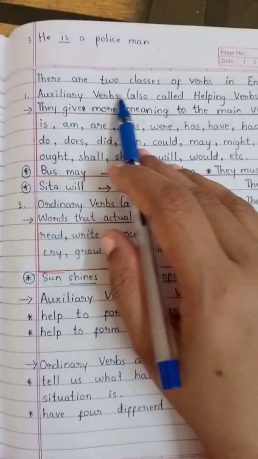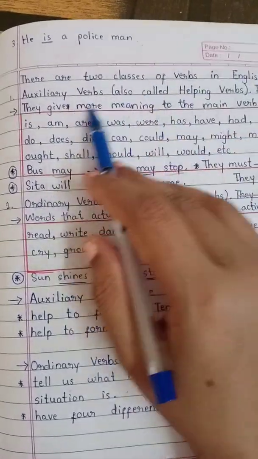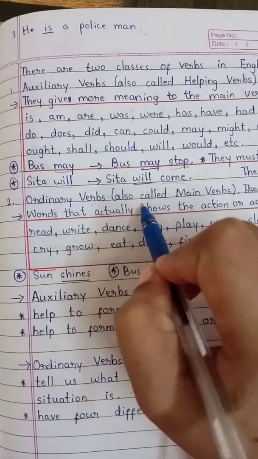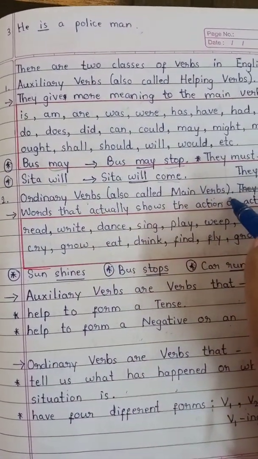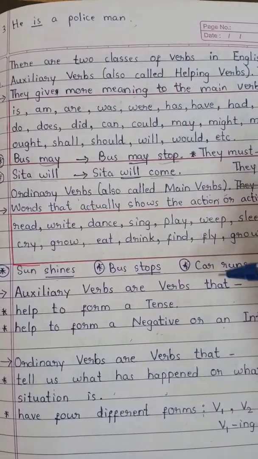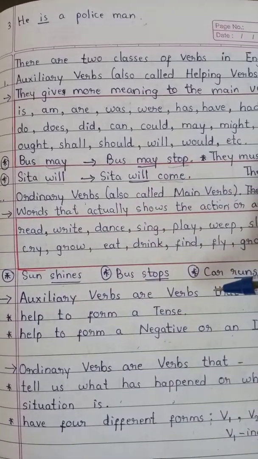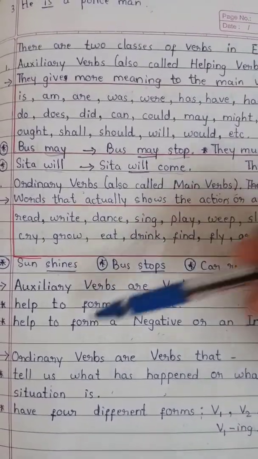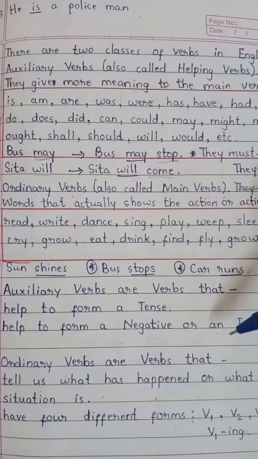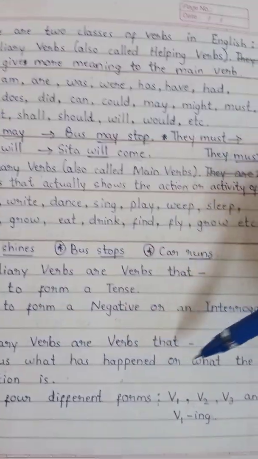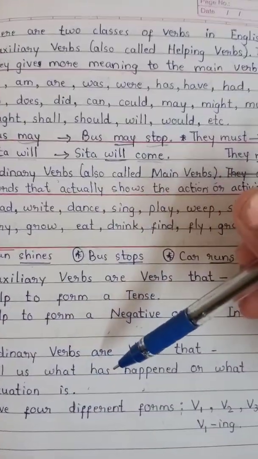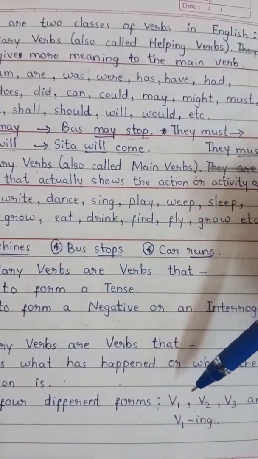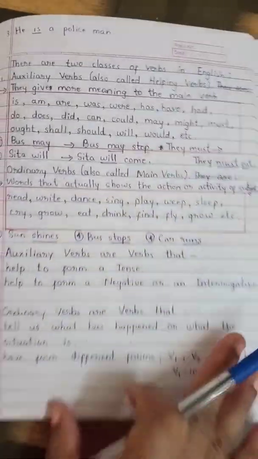And also, there are two classes of verbs in English. Auxiliary verbs, also called helping verbs. Ordinary verbs, also called main verbs. Auxiliary verbs are the verbs that help to form a tense, a negative or an interrogative. Ordinary verbs are verbs that tell us what has happened or what the situation is. The ordinary verbs have four different forms: V1, V2, V3 and V1 ing.